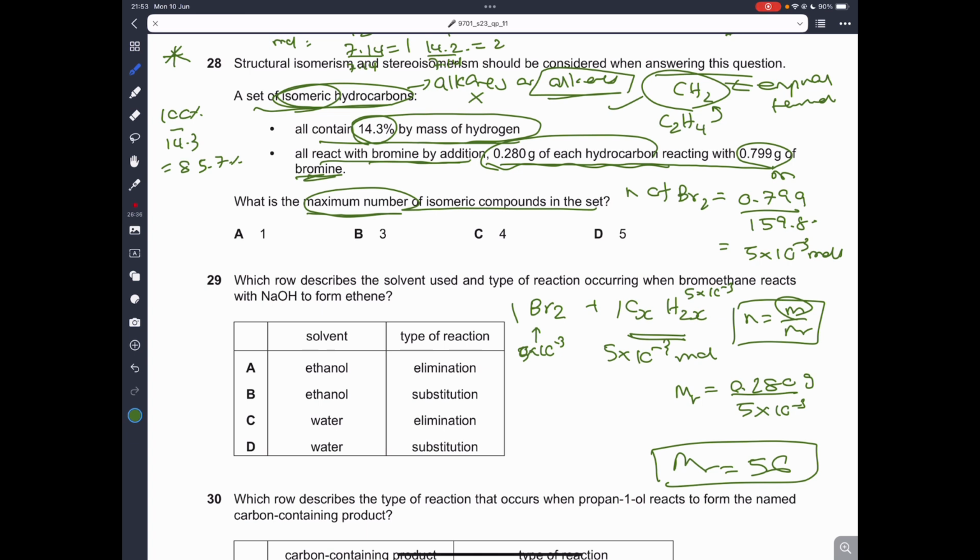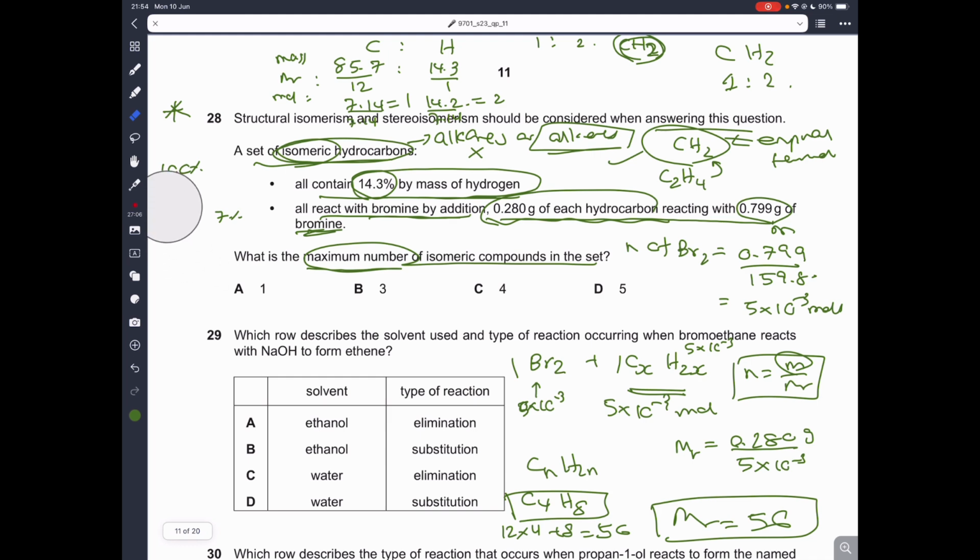Now this Mr of 56, if you think about it, it's going to be CnH2n, an alkene. So it could be C4H8, because 12 times 4 plus 8 is equal to 56. So this is definitely the formula that we get. Okay, we get C4H8.